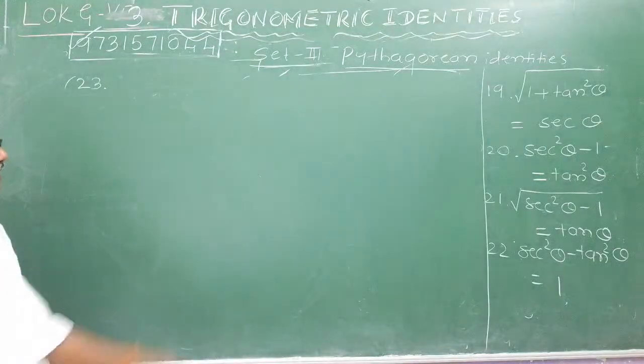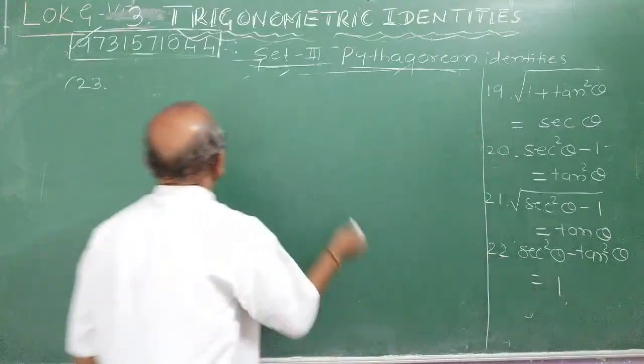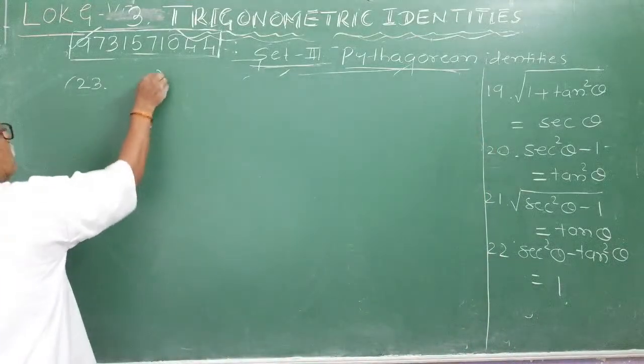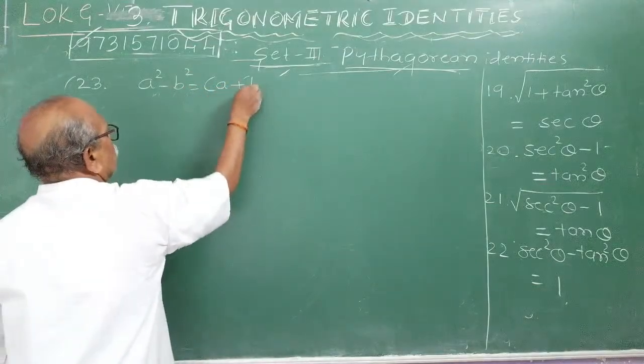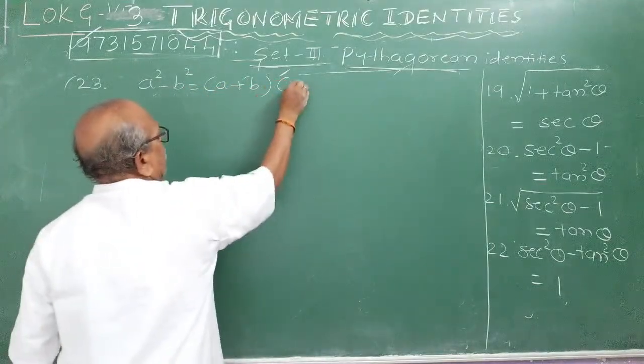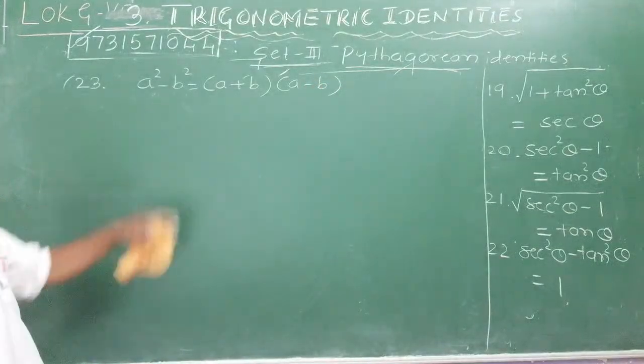Is it not in the form of a square minus b square? What is the formula of a square minus b square? A square minus b square. Identities. Trigonometry is a total package of algebra and arithmetic, even geometry also. Therefore, I have chosen trigonometry.